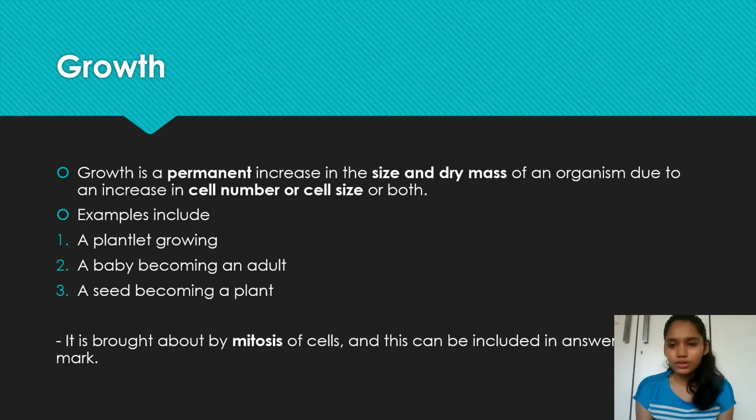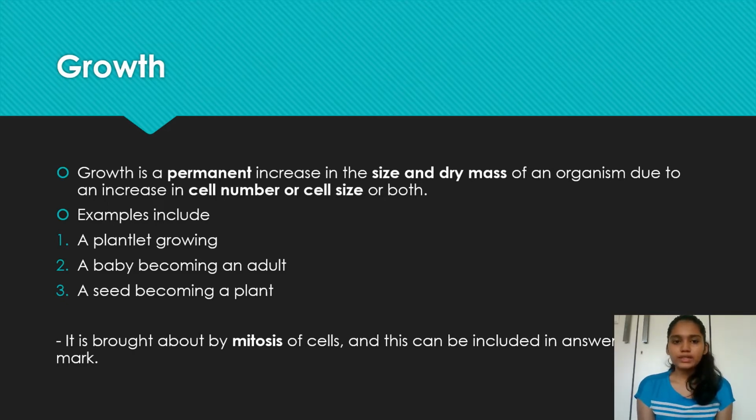This has come for 3 marks in the past. So permanent increase, size and dry mass, cell number or cell size or both. You include these, you get your 3 marks. It's as easy as that. Growth is usually brought about by mitosis of cells. Mitosis is basically the division of cells, which you will learn later. You don't have to worry about it now.